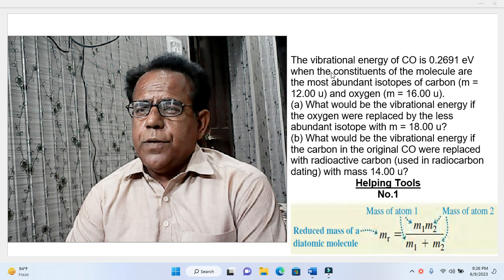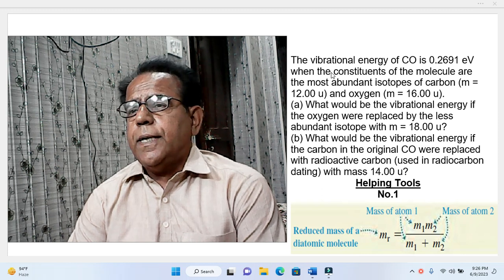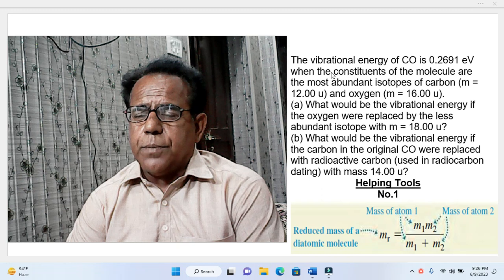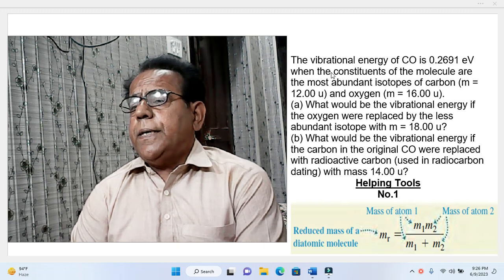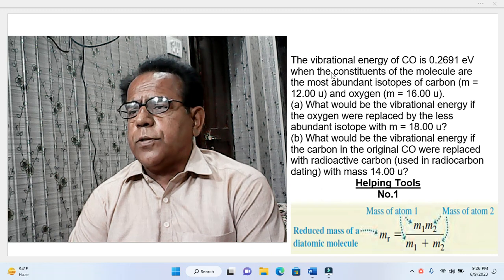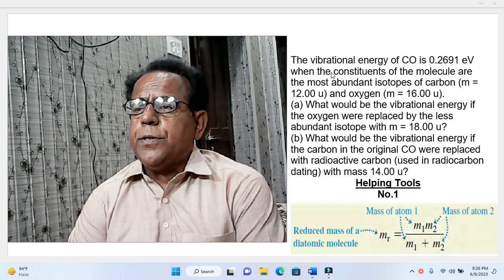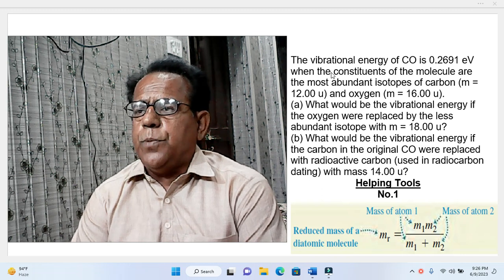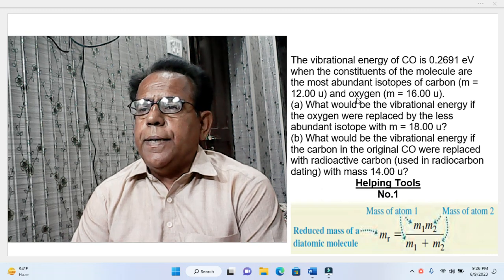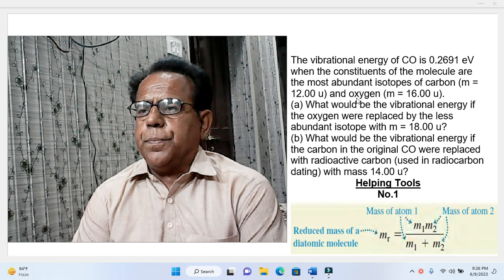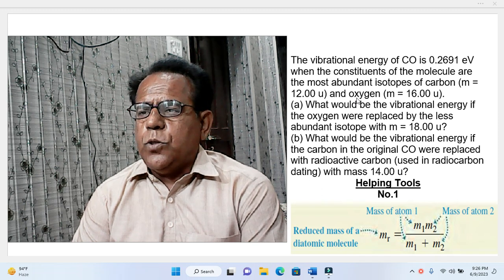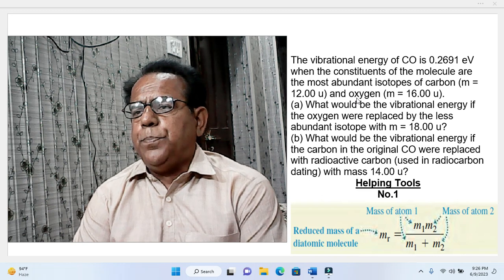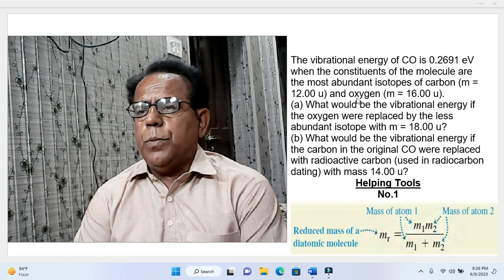This problem has been chosen from the same book, Modern Physics by Kenneth S. Crane. As usual, we first come to its statement. The vibrational energy of carbon monoxide is 0.2691 electron volt when the constituents of the molecule are the most abundant isotopes of carbon, M equal to 12.00 U, that is atomic mass unit, and oxygen, M equal to 16.00 U, that is atomic mass unit.